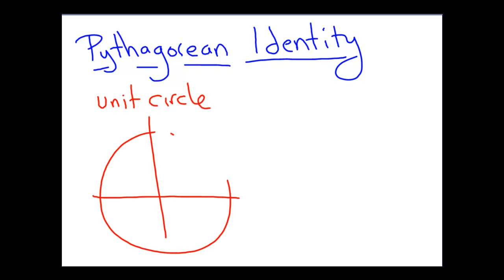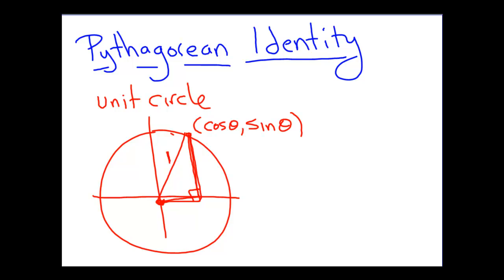So let's take a look at the unit circle. Recall that the unit circle means that our radius here is 1. And if we think about a point on the unit circle, we make a right triangle here. Recall that this point has the x-coordinate that's equal to the cosine of theta and the y-coordinate that's equal to the sine of theta, where theta is the central angle here, like this.